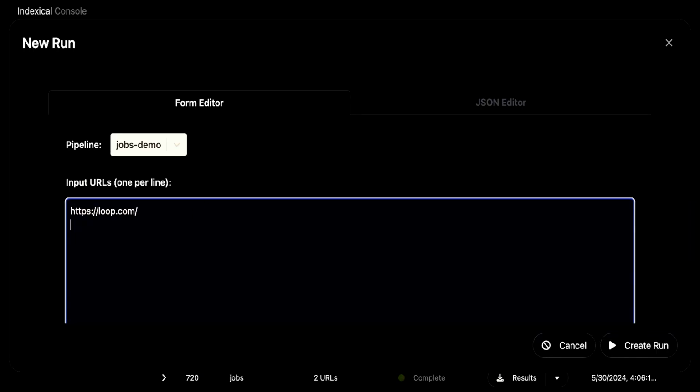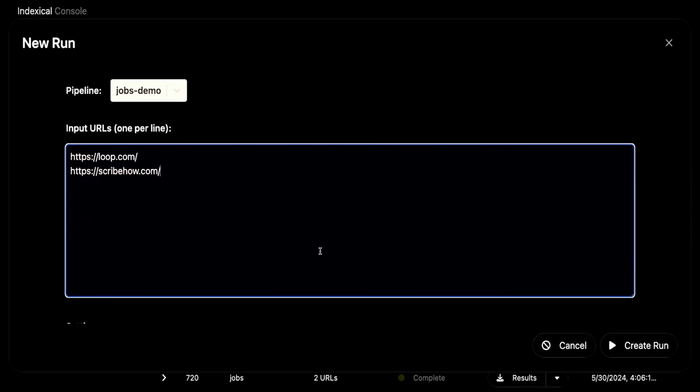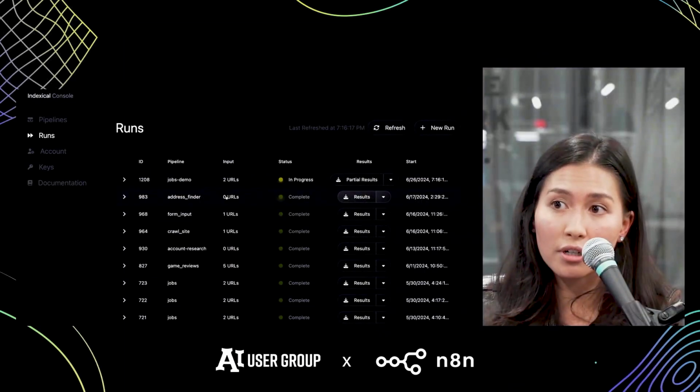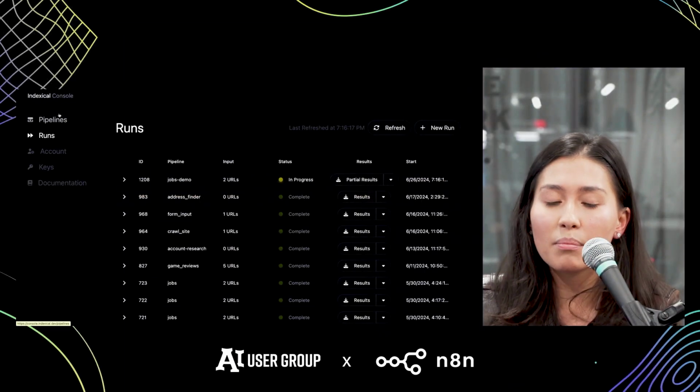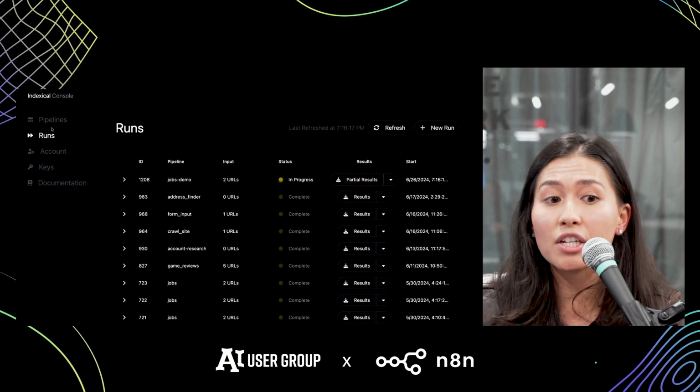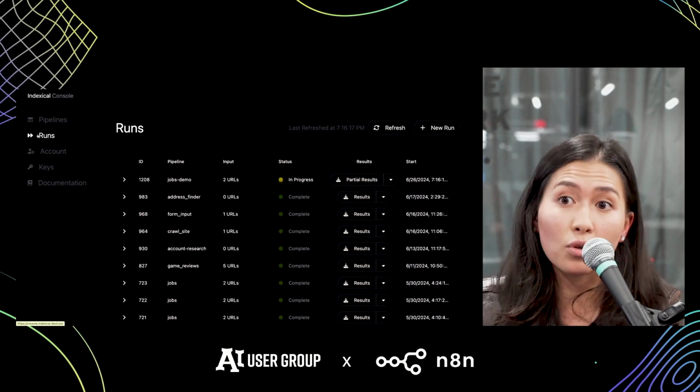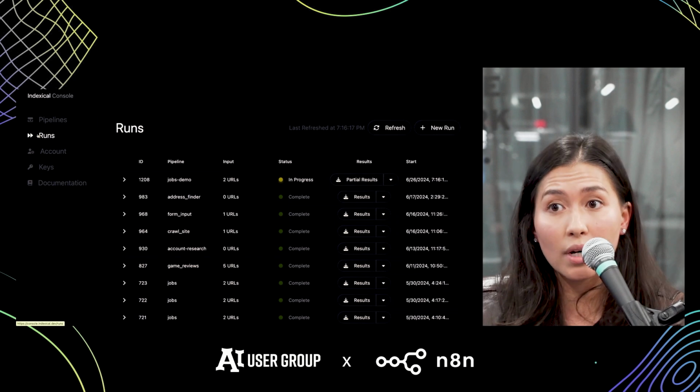Run. So while that's running, I can walk through a couple of the different settings that we offer at Indexical. Indexical is by nature an API-first product. We have two endpoints: pipelines, where you construct the data extraction workflow, and runs, which is where you actually run that workflow across an arbitrary set of URLs.